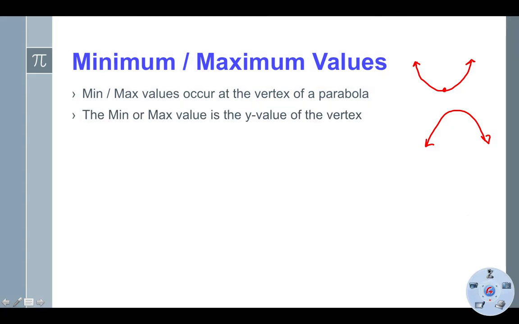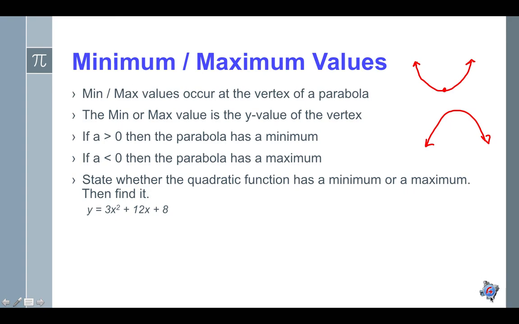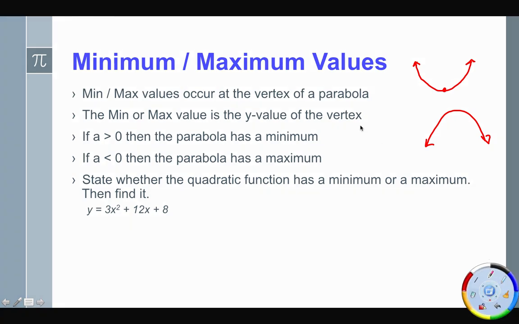So if we make a note here, the min or max value is the y value of the vertex. That's the smallest y value or the largest y value that you're allowed. If a is bigger than 0, then the parabola has a minimum. If a is less than 0, then the parabola has a maximum. That's like what's going on up here. So if a is greater than 0, that's this type, and if a is less than 0, that's that type.